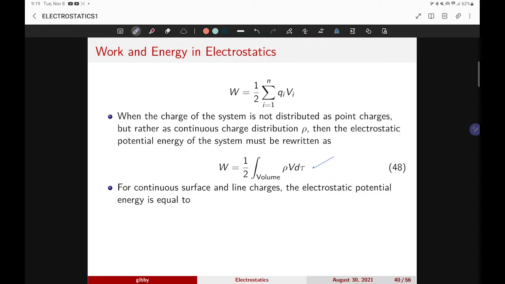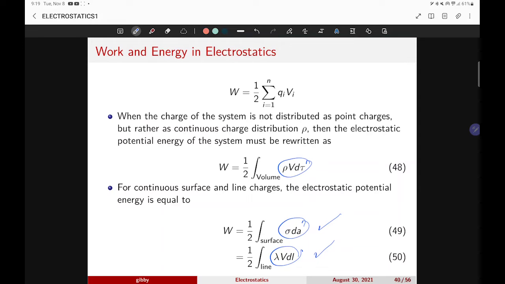How about for surface and line charges? So the electrostatic potential energy is equal to this one, equation 49, and equation 50. So it is similar, the only difference is that. Okay? So this is for a continuous system, and this is for discrete, or point charge distribution. This one is for continuous charge distribution.